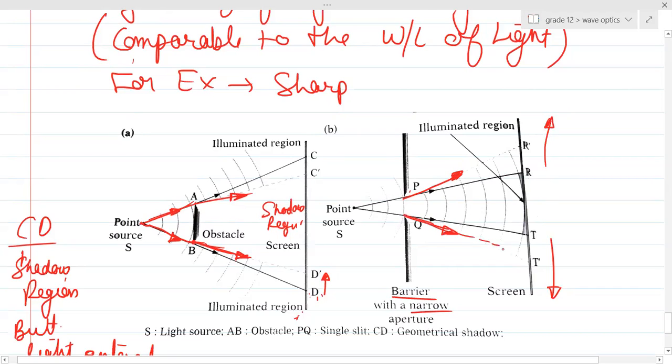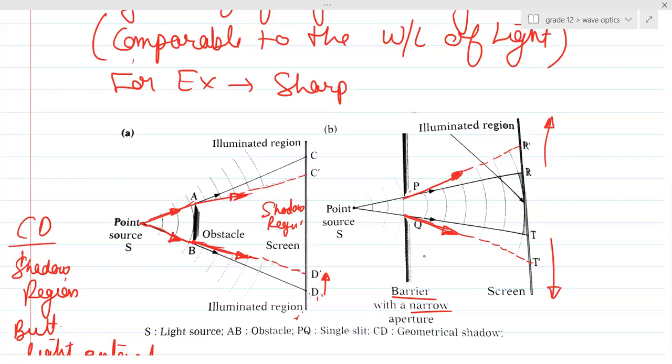Is it clear, guys? Are you understanding this particular thing? Whenever this light passes through a corner, it will bend, and it will always bend into the shadow region. So what will happen? Your shadow region will not remain unilluminated.